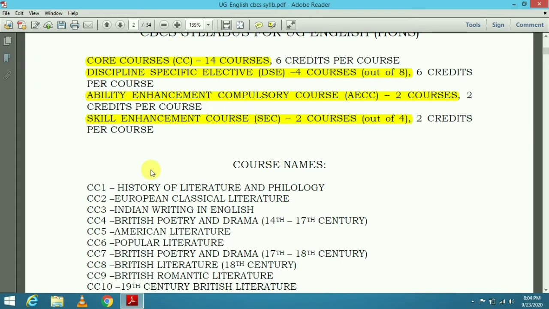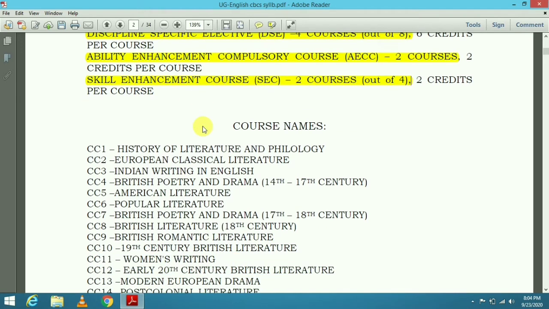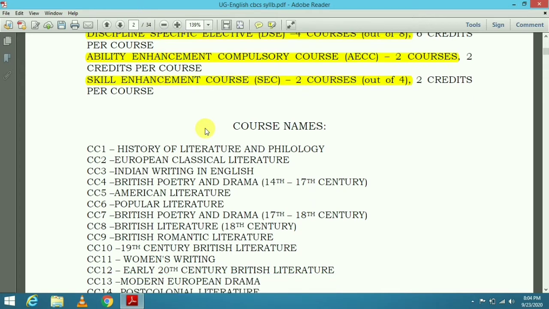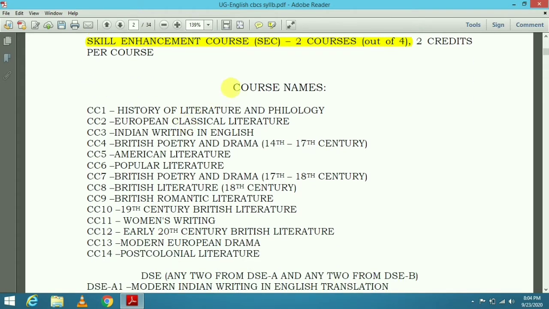Now this is the entire structure of your course of English Honours, but these are not the details of the syllabus. Under the CC courses you will have lots of units and subunits. So this is not the entire syllabus, but these are the main portions of your syllabus, and under this you will have lots of sections. Now let me tell you one thing, that my primary focus will be on your first year syllabus. So let us look at the core courses.